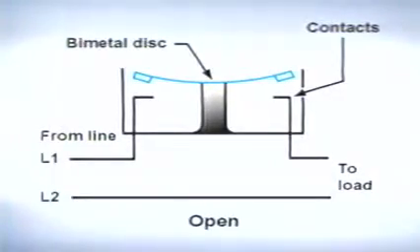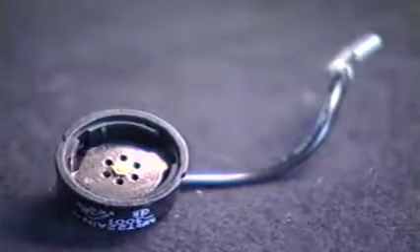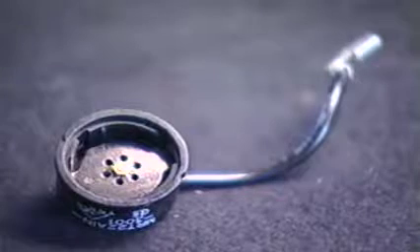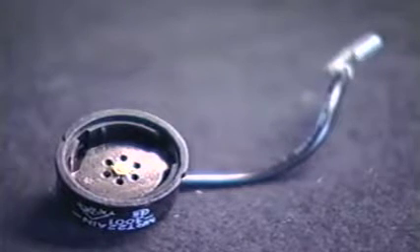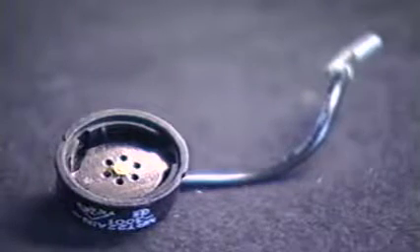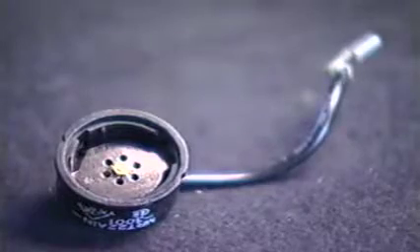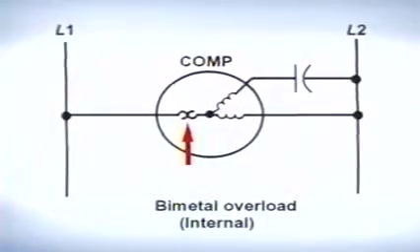Some line break bimetal overloads are also equipped with devices that sense the surface temperature of the controlled device to provide a more accurate range of circuit protection. The overload is wired in series with the common terminal of the motor as shown in this schematic.